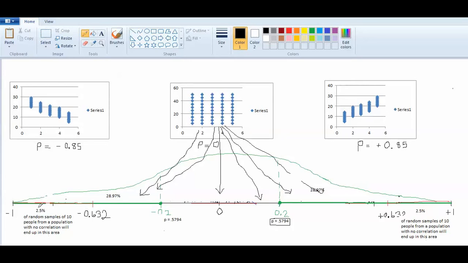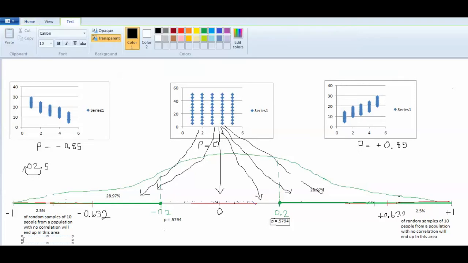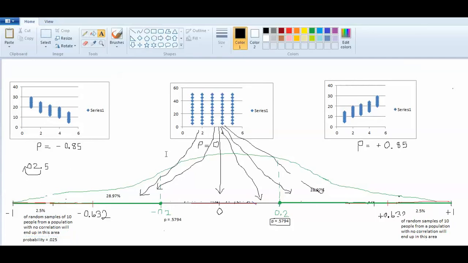So to change 2.5%, you actually have to add a 0 in front and move this out here 2 digits to the left. And this actually changes to 0.025 as a decimal. So each individual random sample of 10 people has a 0.025 probability of landing in this area.